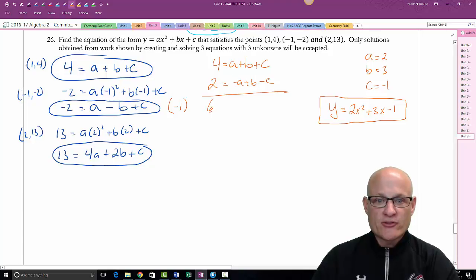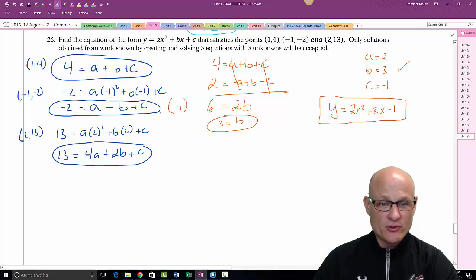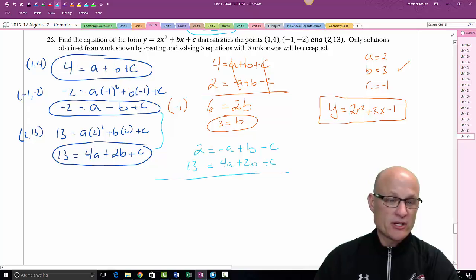So 6, the a's cancel and the c's cancel. That's weird. Equals 2b. So b equals 3. Wow. That was easy. So now let's take these 2 equations. I'm going to still end up with 2 equals -a plus b minus c. And this is 13 equals 4a plus 2b plus c. Let's put these suckers together.